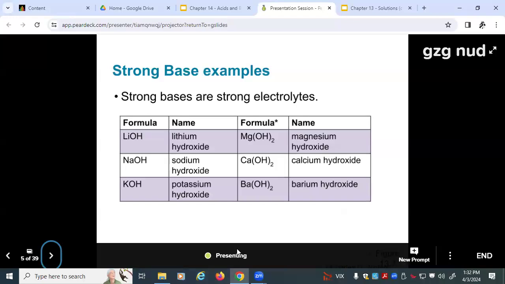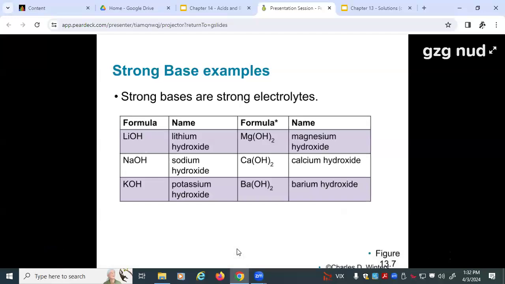On the strong base side, these ones are a little bit more predictable. With the strong bases, we tend to focus mostly on hydroxide compounds found in group 1 or in group 2 of the periodic table. So if you're looking at a hydroxide compound in group 1, we know it's a strong base. If we're looking at a hydroxide compound out of group 2, we know it's a strong base.